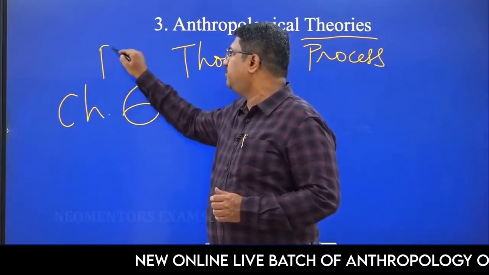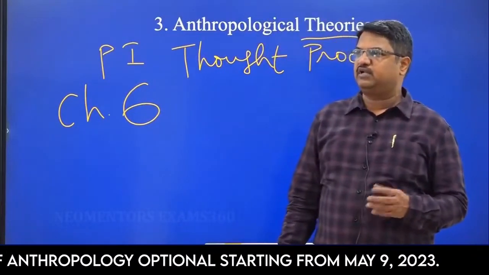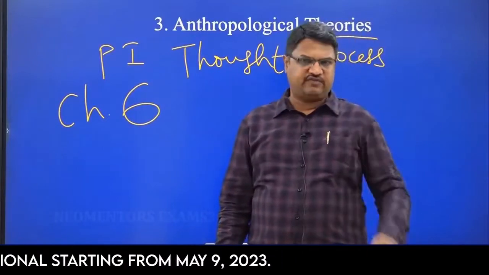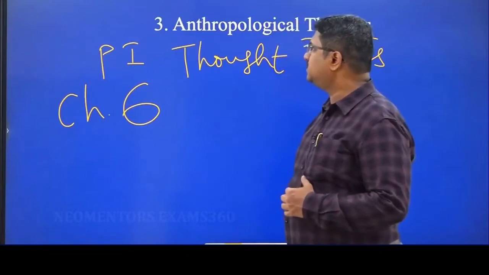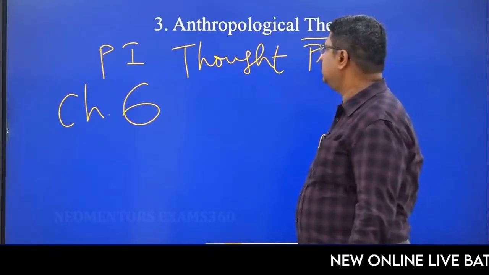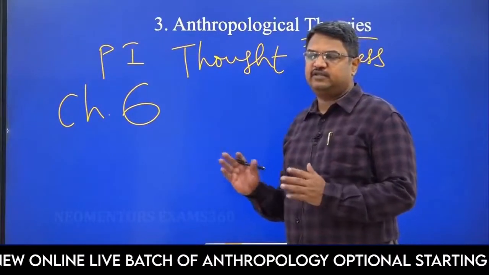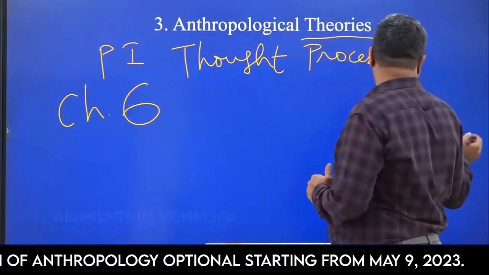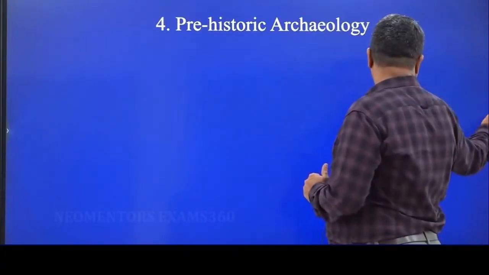As I said, only paper 1. There is a little amount of thought in paper 2, but that is very insignificant. So we have left that in paper 2 itself. Okay? So we will deal with that in part 5. Now there are 3 parts covered in this journey of what we try to understand, and we will enter into part 4, that is prehistoric archaeology.